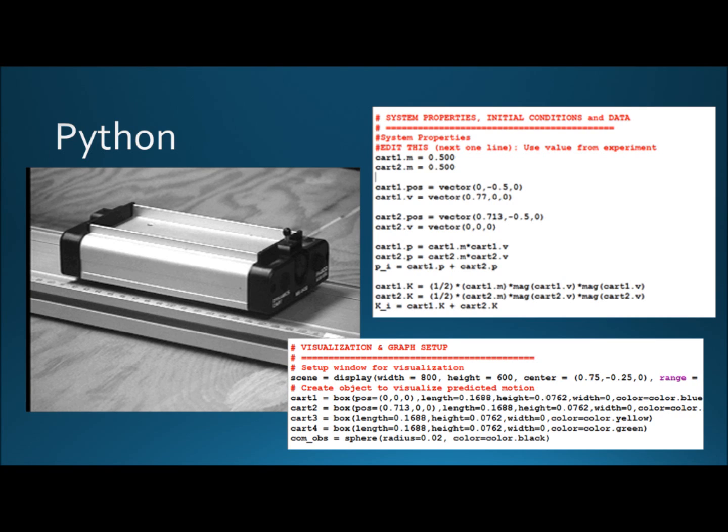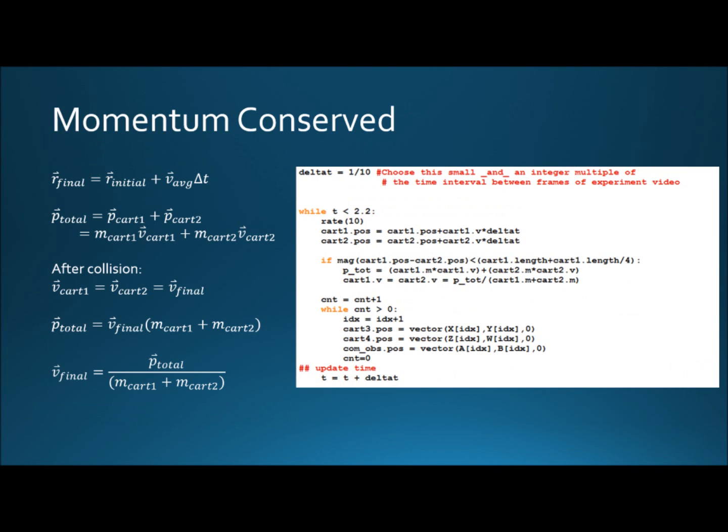To model the motion we observed, I had to make use of the momentum principle and the idea that momentum was conserved in the collision. Derived from this principle is the position information. It tells us that the final position of the cart equals the initial position plus its velocity times delta t.